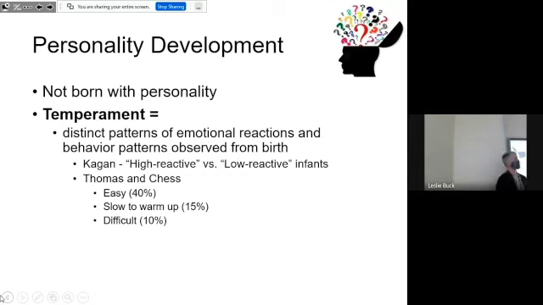Thomas and Chess, they actually studied different babies. They studied different patterns. And they put newborns into kind of 3 different categories. Some were easy. It doesn't mean they didn't get upset, but when they did get upset, it was pretty easy to figure out what they needed and get them what they needed, and they'd calm down. Other babies were difficult. That was my son. What do you want? I don't know. Let's play Infant 20 Questions.